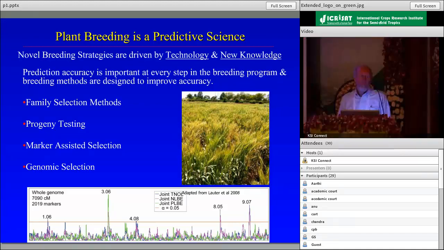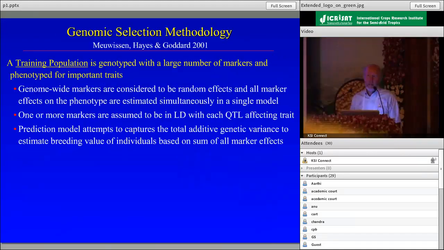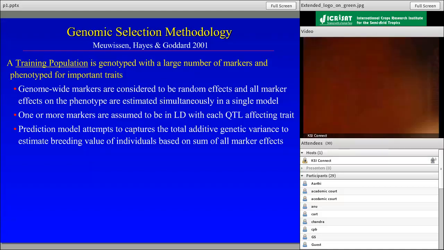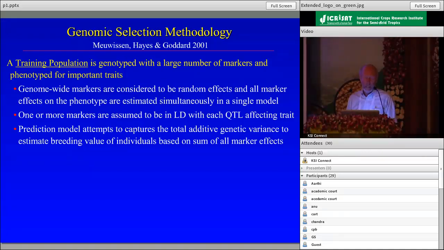So the work that I'm going to talk about today mostly involves genomic selection. You've heard something about this at this conference, and I'm sure most of you have some familiarity with the methodology. It utilizes two different kinds of populations. The first population is the training population. This is a population of elite material that is genotyped with genome-wide markers.